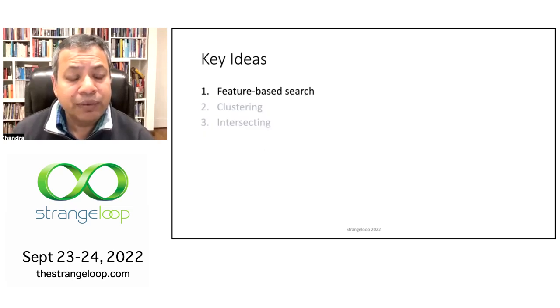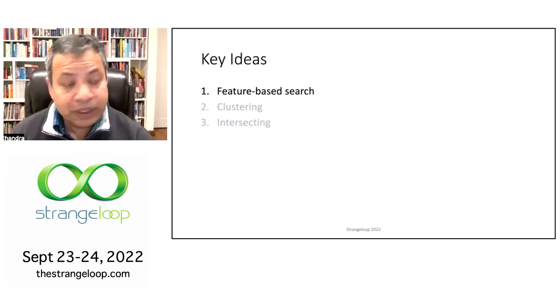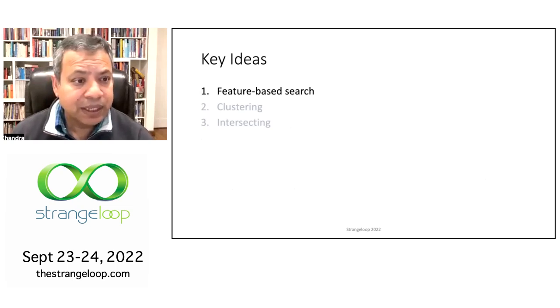Okay, so the way it works is in 3 steps. First, we carry out a feature-based search, and then we cluster and intersect.